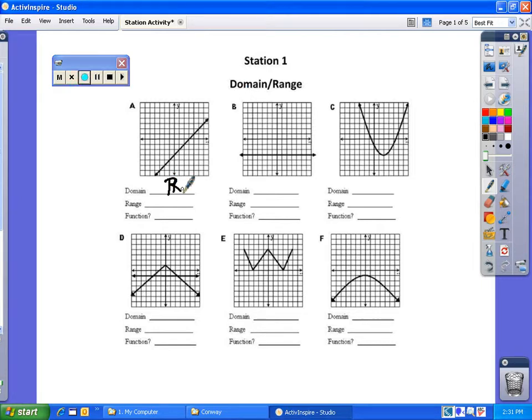numbers. And just a side note, this is a linear function because it's a straight line, so you know your domain and range are going to both be all real numbers. And yes, this is a function because it passes the vertical line test.